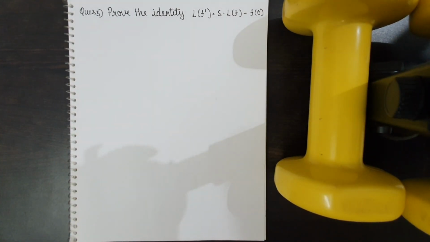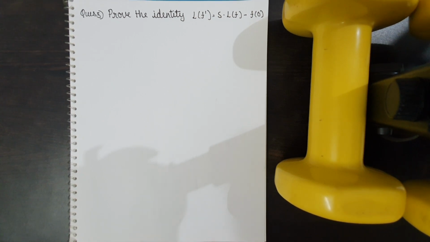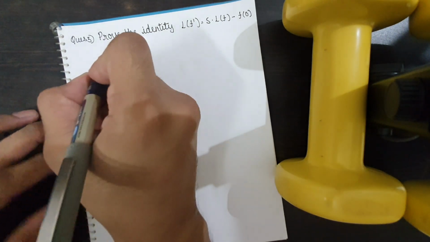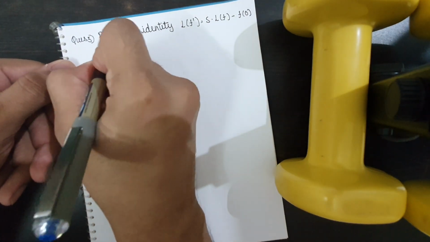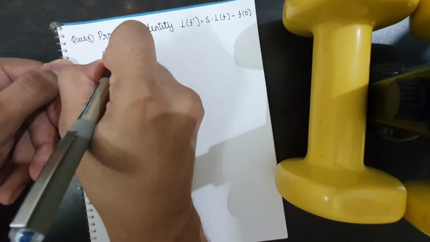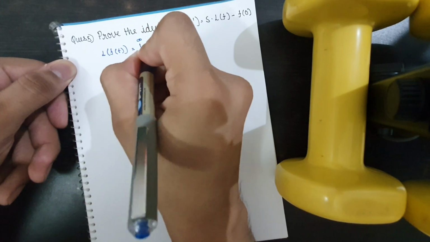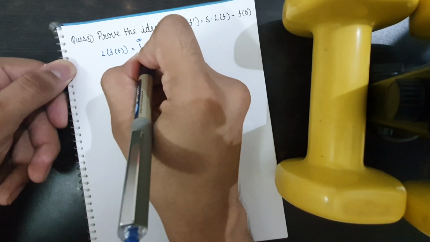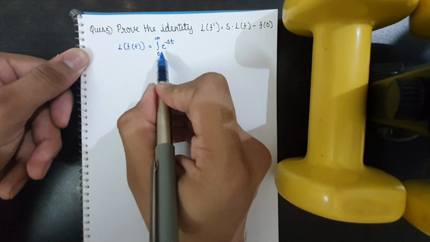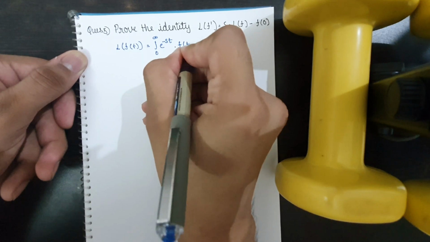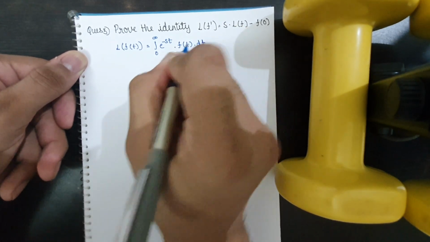So the question is, prove the identity that the Laplace transform of f dash is s times the Laplace transform of f minus f of 0. So first, the formula is L of f of t equals integral 0 to infinity e power minus st, where s is an arbitrary constant. E power minus st is called the kernel, times f of t dt. This is the formula.